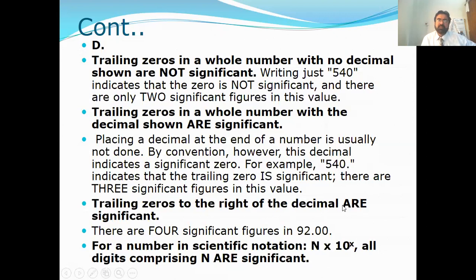Trailing zeros to the right of the decimal are significant. There are 4 significant figures in 92.00.